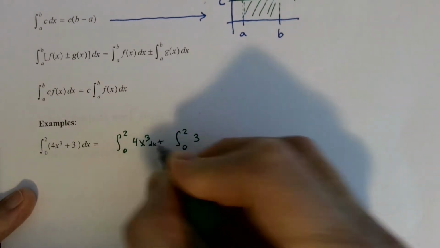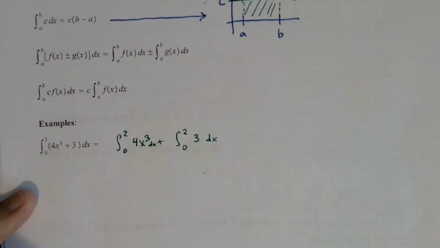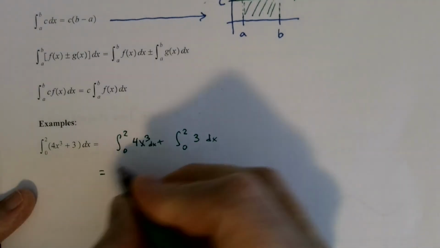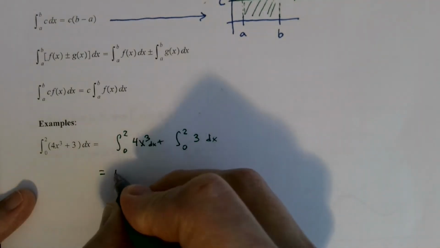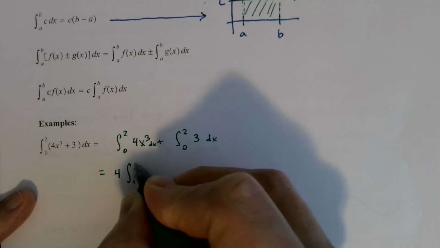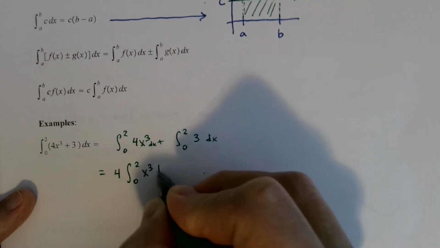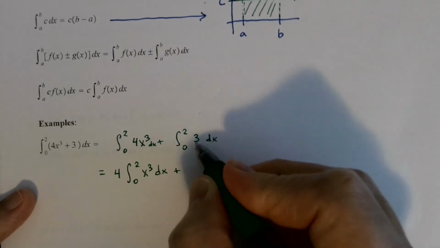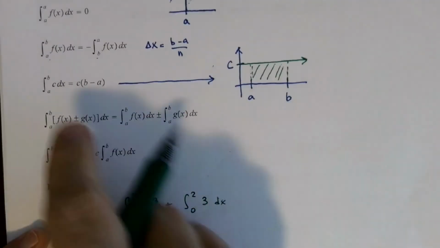I should put my dx in each of these to tell us the variable of integration is x. Now, this first one, 4, is a constant multiple. I can pull that 4 out, and I get the integral from 0 to 2 of x cubed dx. Here, 3 is a constant, so I can make use of this property.